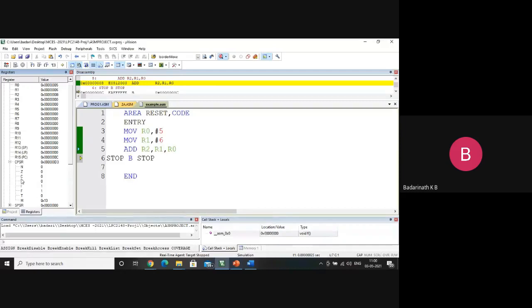Similarly, the carry flag. As you would have studied in digital electronics and computer organization, whenever you add two numbers, whatever carry is generated from the last bit of the number is the carry. We hold that in this flag to indicate the carry.